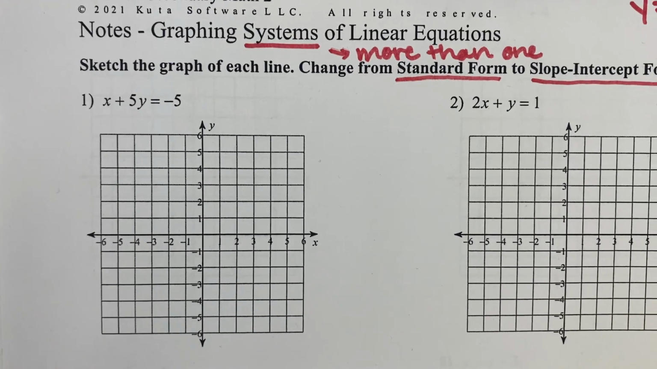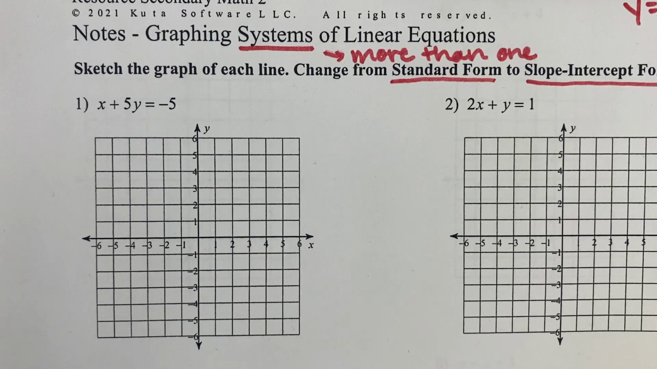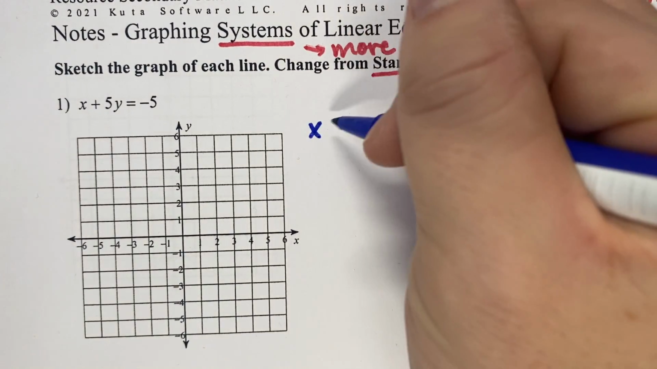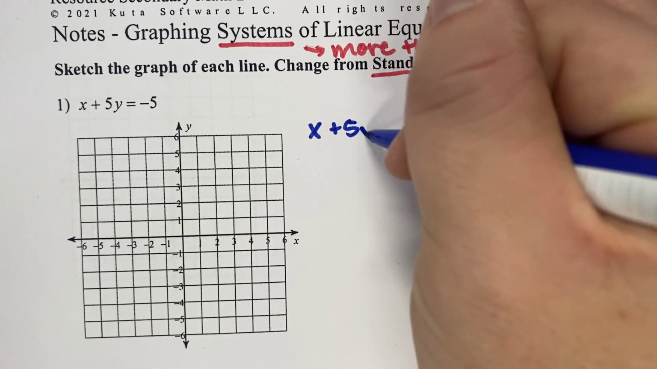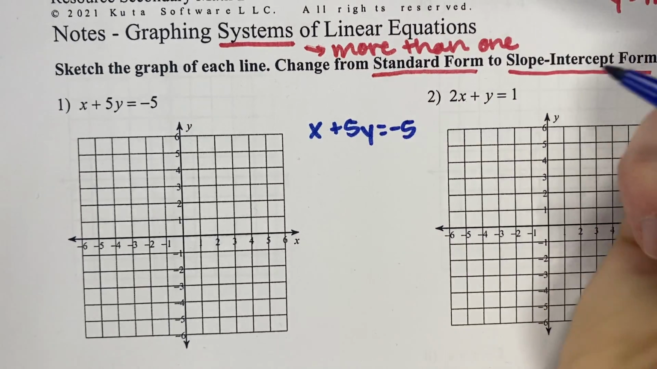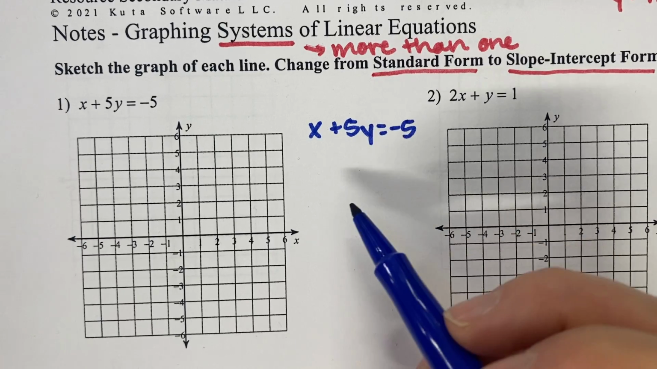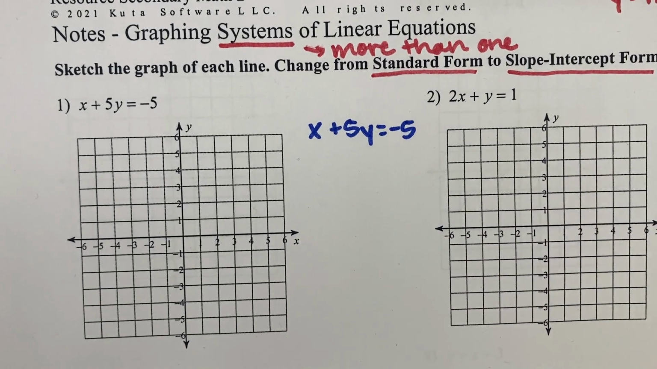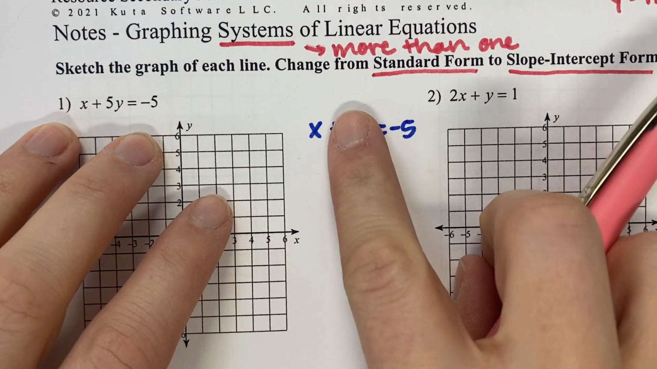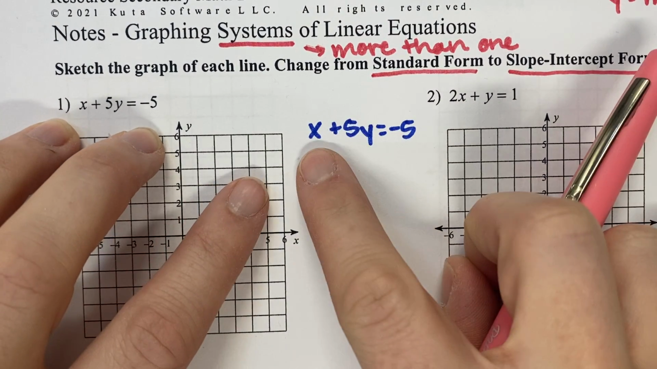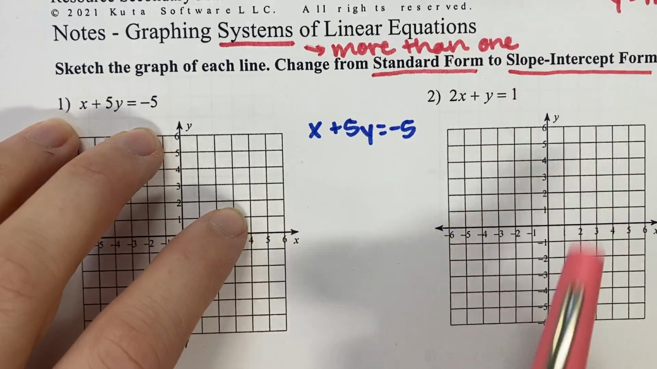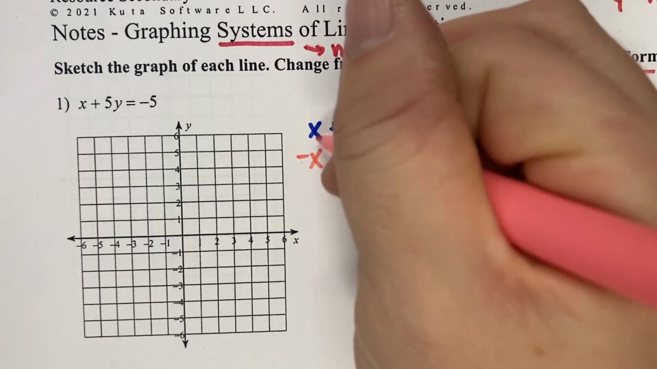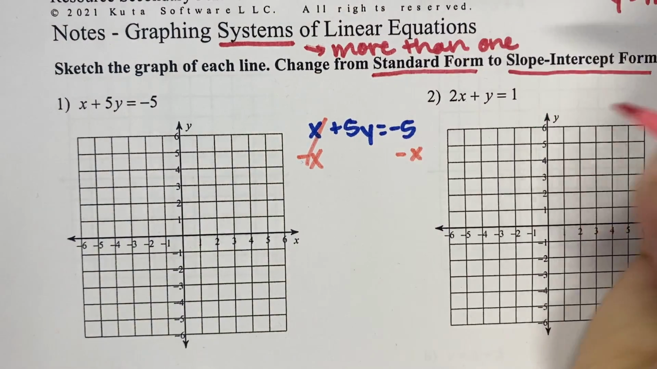So let's look at number 1. I'm just going to go ahead and rewrite it over here so we have some space to move. So we have x plus 5y equals negative 5. We want to get y by itself, so we need to move this x and this multiplied by 5. Moving the x is what we need to do first because it's farthest away from my y. Just think of this as a positive x. The opposite of a positive x is a negative x, so we're just going to move it over here.